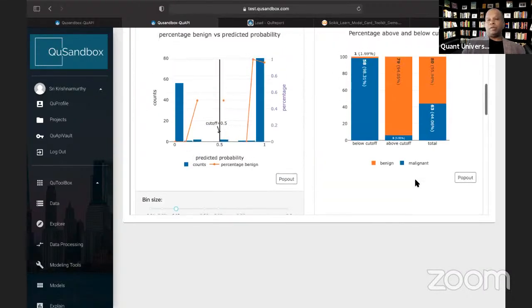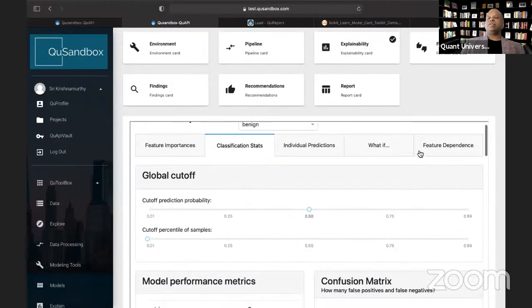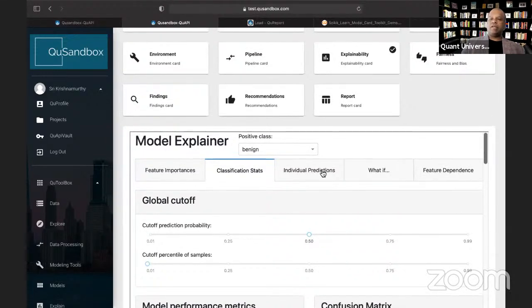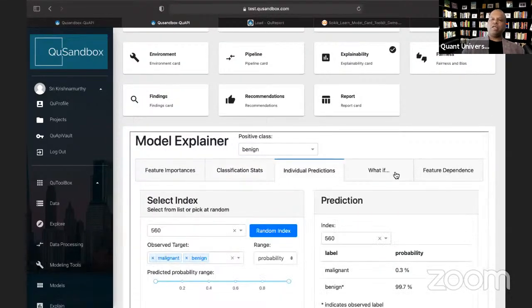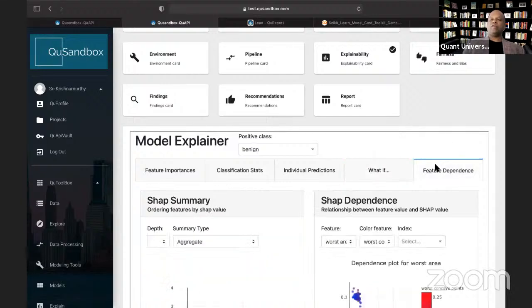And again, the magic of open source is that most of these are readily available. It's just a question of you being conversant with it and using it, and then you have individual predictions, what-if scenarios you could do, like feature dependence.